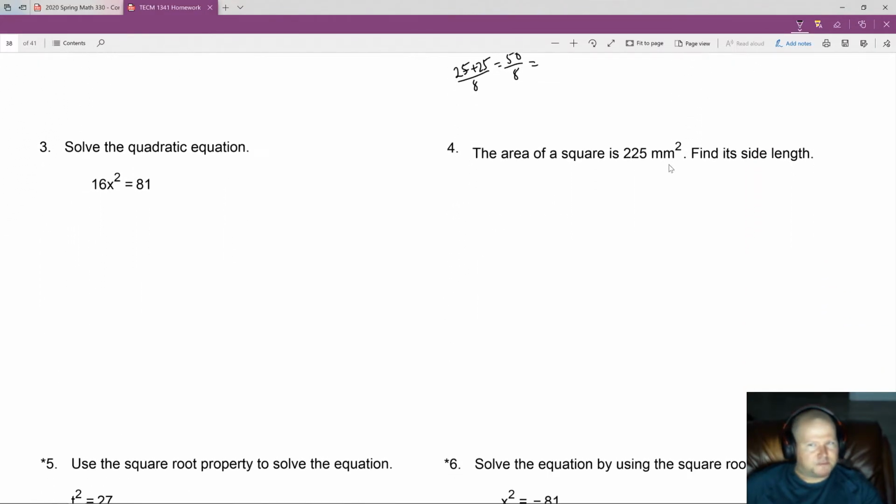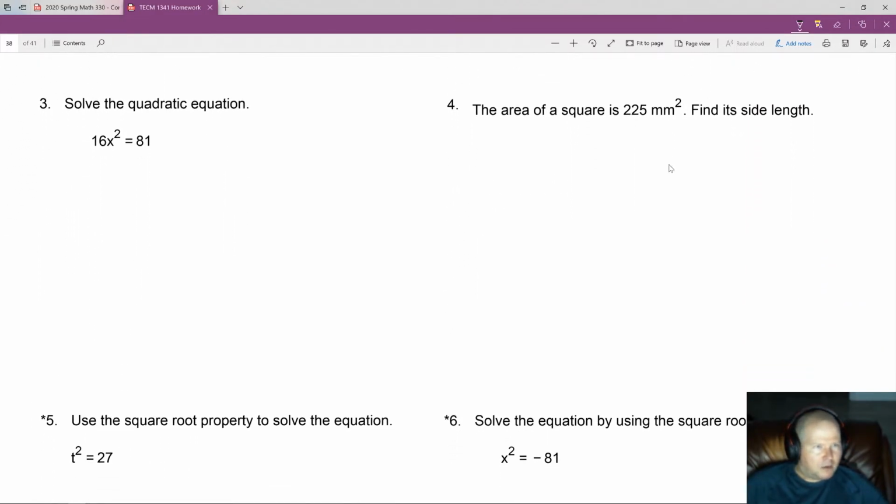Let's move on to the next one. Now, in this case right here, I am going to divide both sides by 16 to get that x squared by itself. And those will cancel out, leaving me x squared is equal to 81 over 16. And I'll take a square root of both sides.